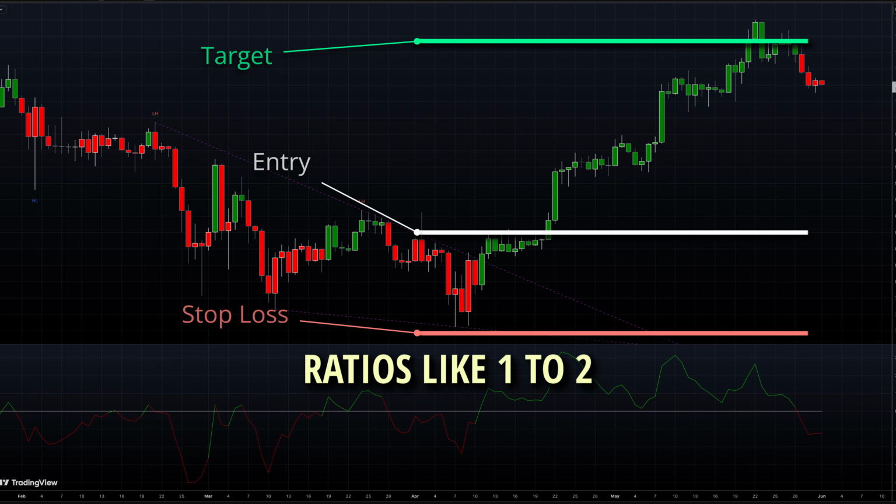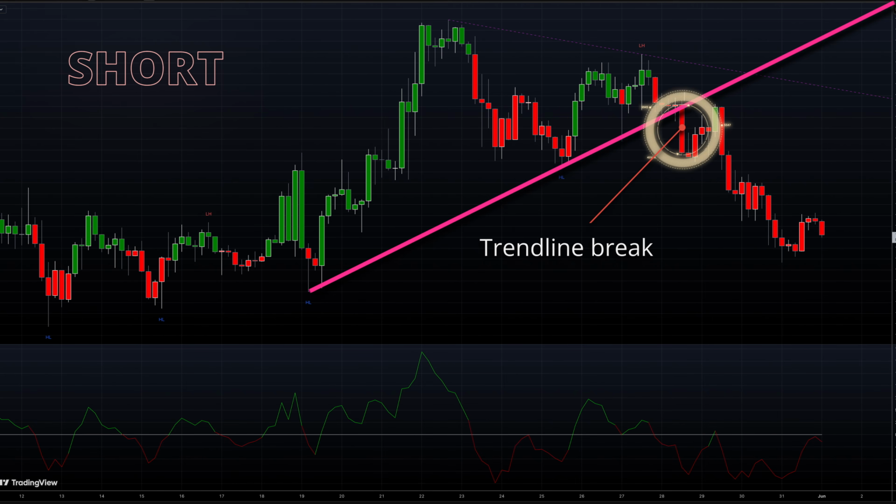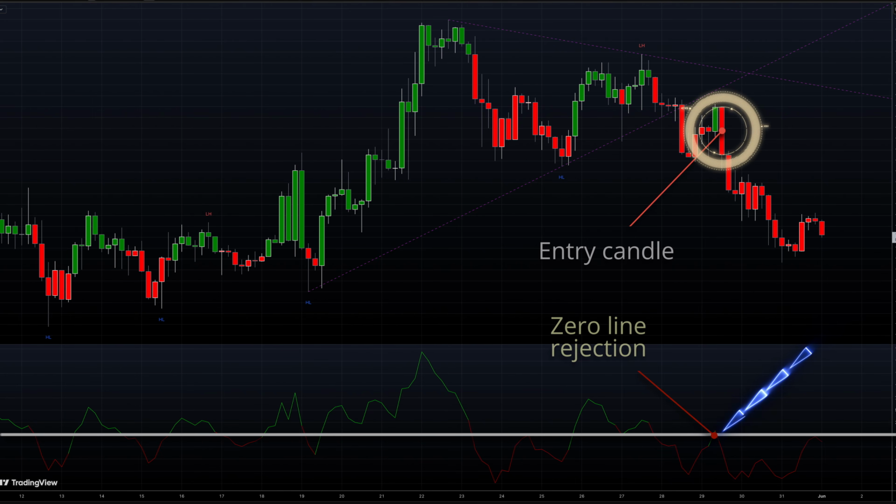Fixed risk-reward ratios like 1 to 2 or even 1 to 3 usually work well for breakout trading. Another way of entering is on the rejection of the zero line. Here, for example, to enter a short position, price has to break the trend line first. We also see the zero line break down by the AK Trend ID. We enter on the retest and rejection of the zero line on this higher volume candle.